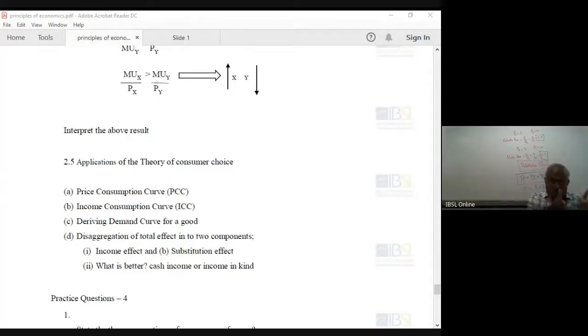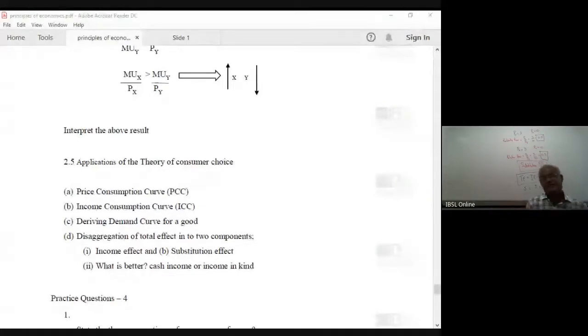Now we have disaggregated that into 2. How much is due to income effect? How much due to increase in real income? How much due to the fall in the relative price? Say due to increase in real income, he increased the consumption by 3 units. Then the balance is 2, no? 2 is due to the substitution effect, due to the fall in the relative price.